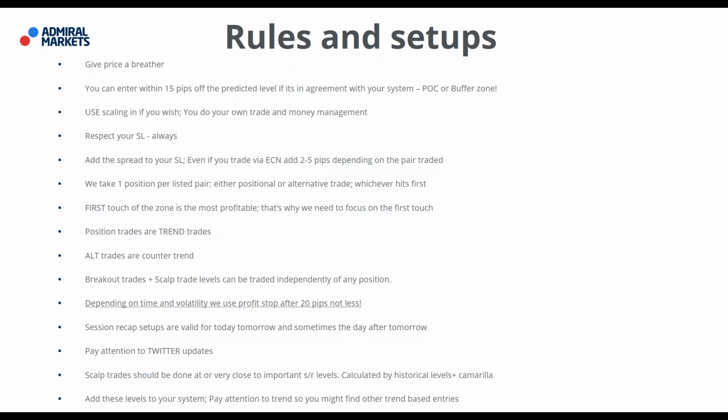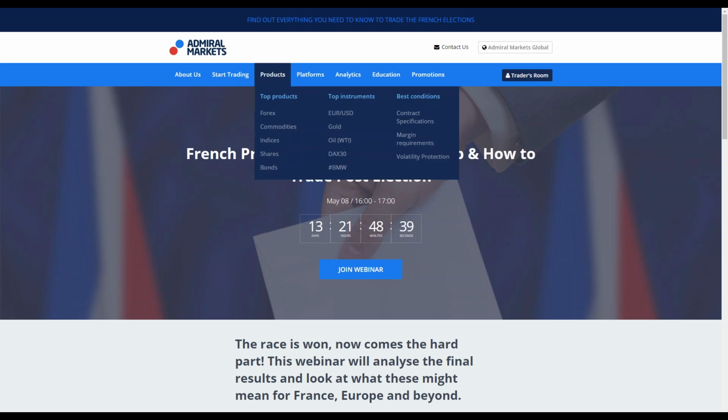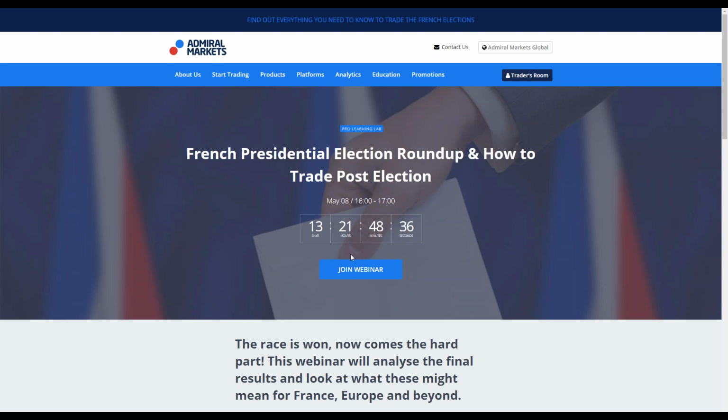Also, guys, one notice to you, I will show you the screen right away. We will also talk about trading the second round of French elections, of course. And guys, if you are really keen to trade it and you are on the right side of the market, then it's actually a great thing, because you should be able to make nice profits from these volatile moves. This is French presidential election roundup and how to trade post-election. It's scheduled for May 8th. So this is actually session recap, okay? But we will use French election setups, okay? So you need guys to sign up for this. Don't do it right now so you don't forget.